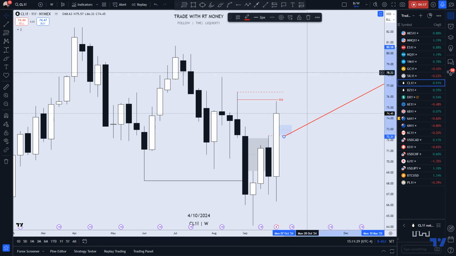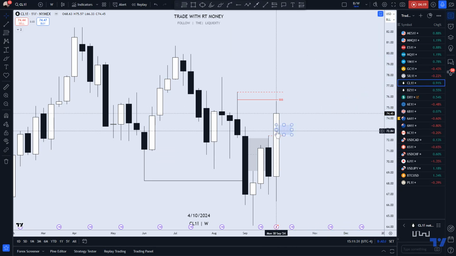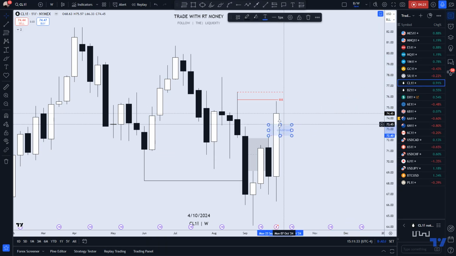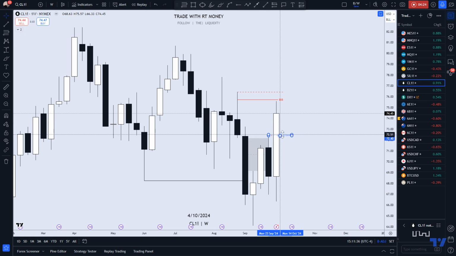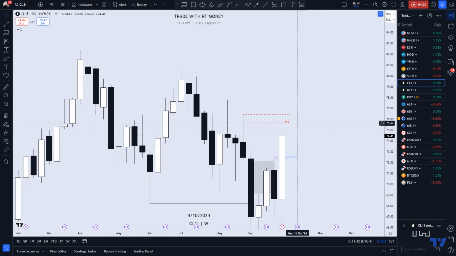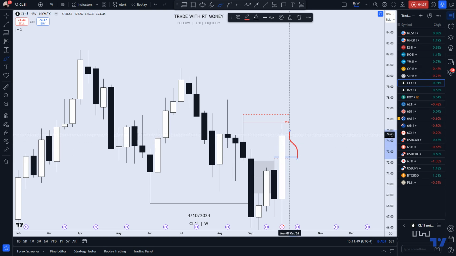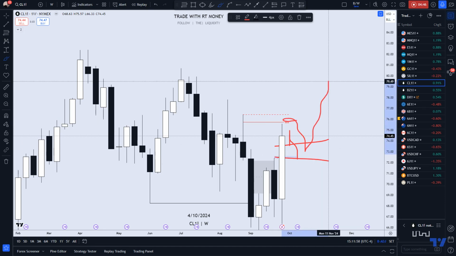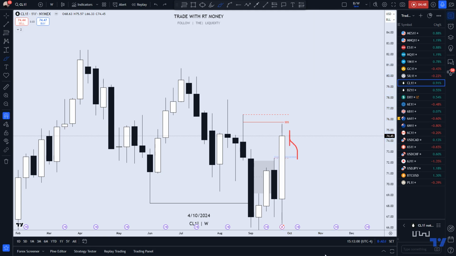What I want to see is a fair value gap form next week. I don't want to see price come down here. I want to see price wick maybe here, so that we can have a fair value gap. Price could come down and use that fair value gap to make higher prices. That's what I'm looking for.